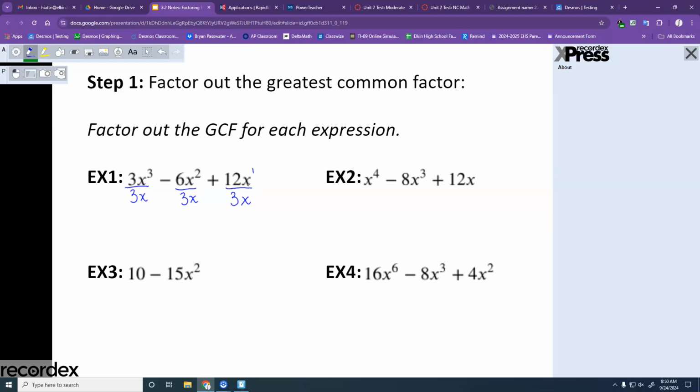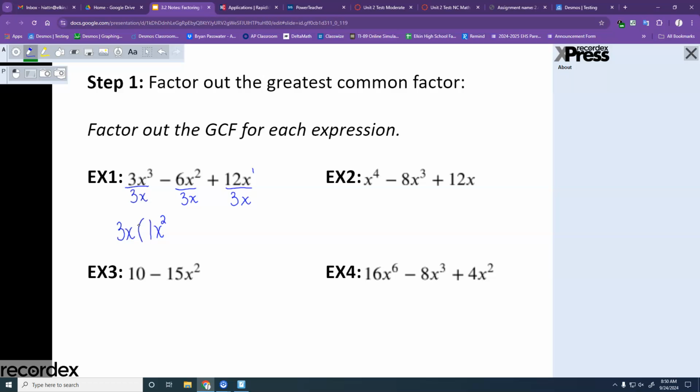Okay? So, I am trying to keep this equivalent. I want it to still match, right? So I'm going to write my 3x out front, and I'm going to have a parentheses right here. Okay, so I'm going to go through, and I'm going to divide each one of these. So 3 divided by 3 is 1. Okay, how many x's? There's going to be 2.